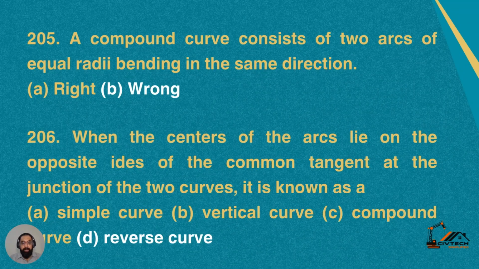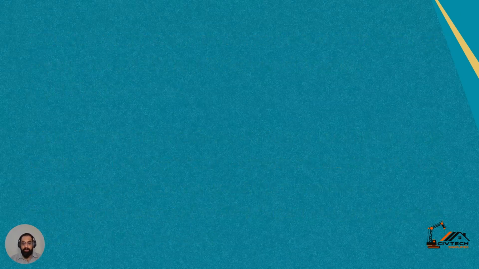206. When the centers of the arcs lie on the opposite side of the common tangent at the junction of two curves, it is known as option A, simple curve, option B, vertical curve, option C, compound curve, option D, reverse curve. So D is the correct option, it's reverse curve.